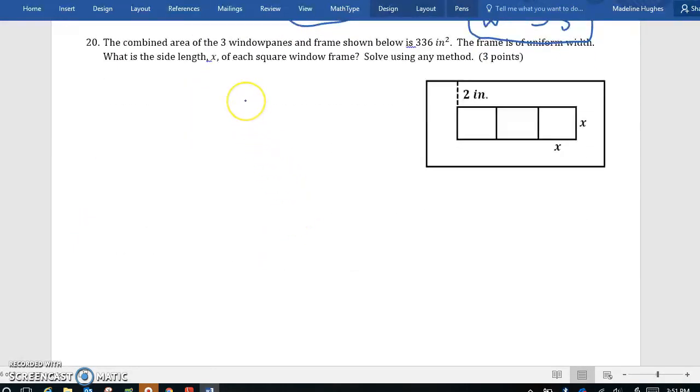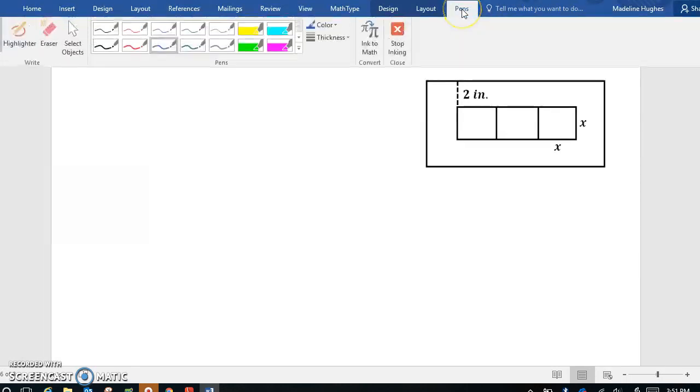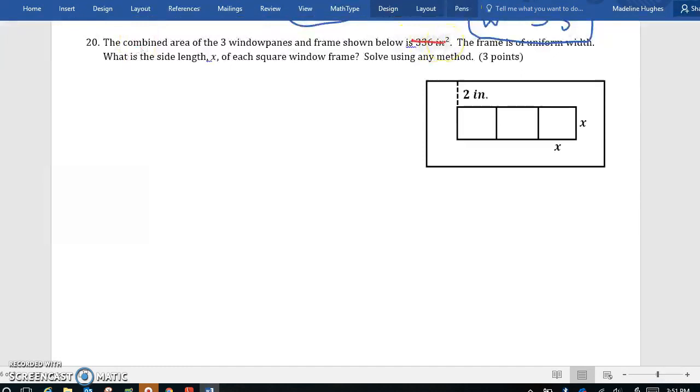All right, lastly, number 20. The combined area of the 3 window panes and frames shown below is 336 inches. We're going to change this to an area of 231 inches squared. So change that on yours now with me. Also, we're going to change that this is 3 inches, not 2, 3. So change that now. Right, and the rest of the question says, the frame is of uniform width. What is the side length x of each square window frame? Solve using any method. Okay, so that means that uniform width means if this is 3, then this is also 3 inches.